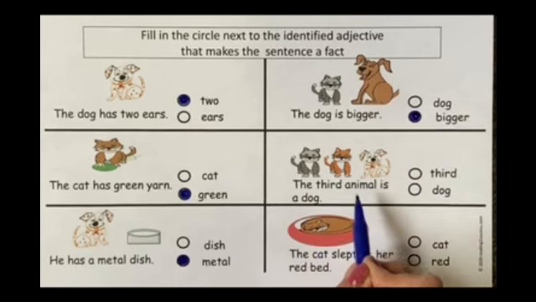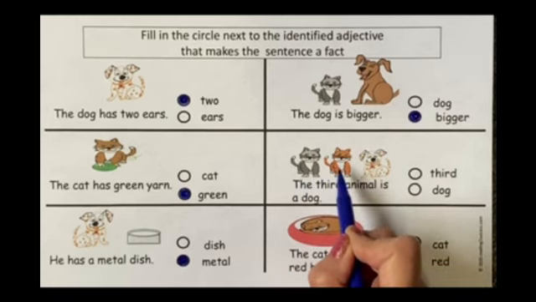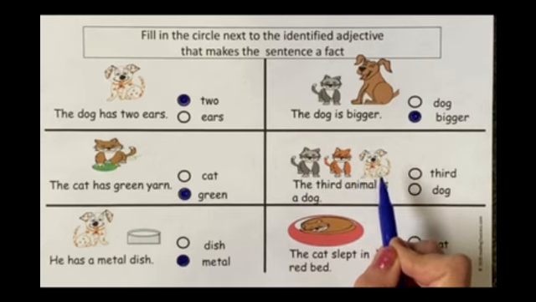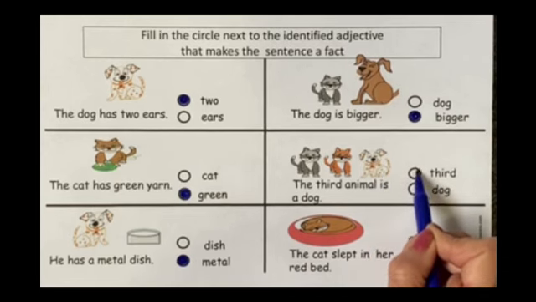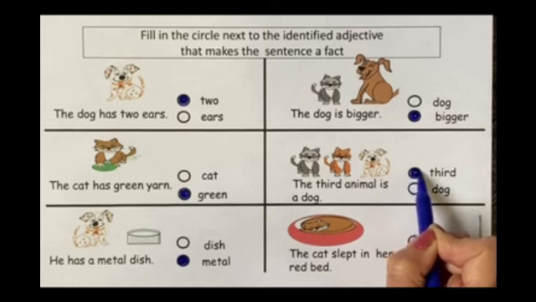The third animal is a dog. First, second, third. Yes, the third animal is a dog. So third is our fact adjective.